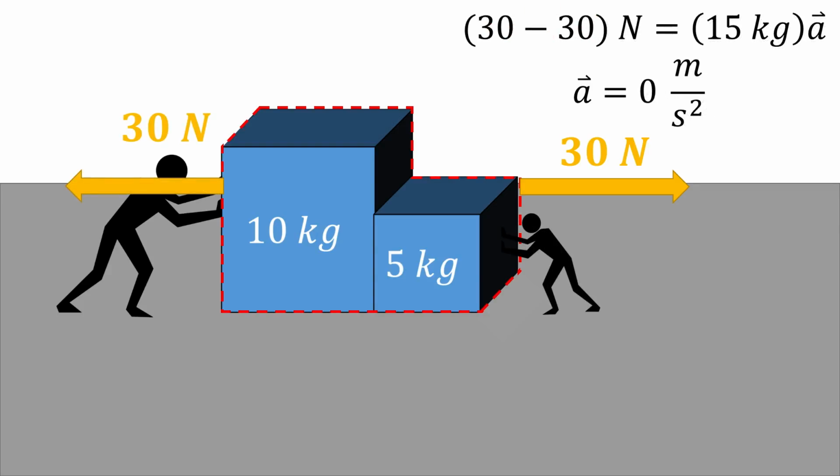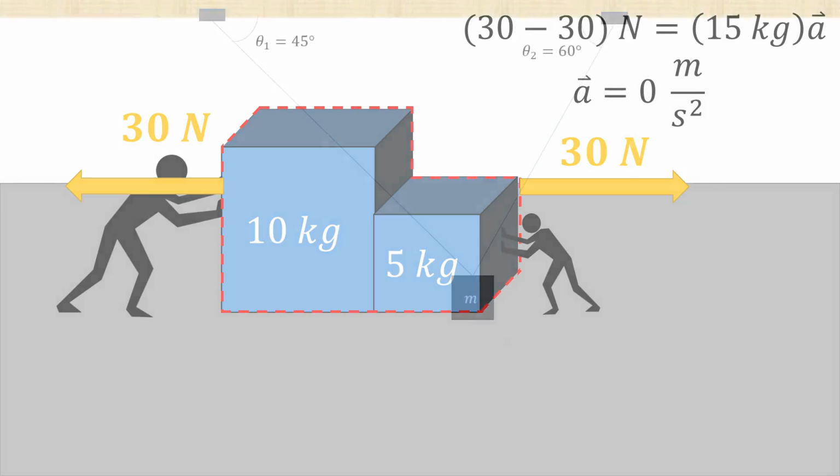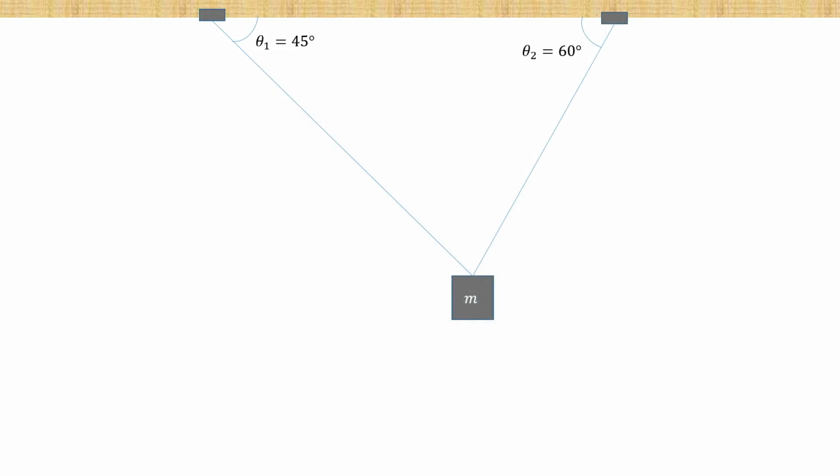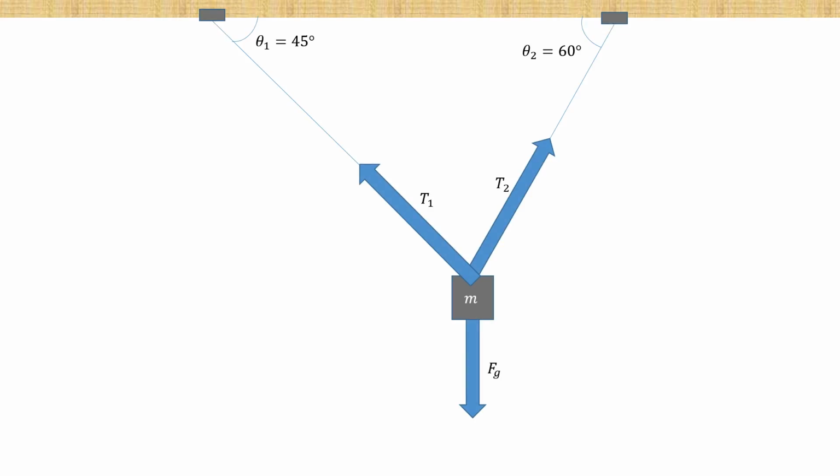Let's consider a completely different situation. Here's a mass hanging from two strings of unequal length, such that one forms an angle of 45 degrees to the horizontal, and the other forms an angle of 60 degrees to the horizontal. We'll assume that the strings are light enough that we don't have to worry about their mass, and strong enough not to break. I want to calculate the tension in the strings. A force due to gravity will act on the box, and both strings will apply a tension force to the box. We'll abbreviate these forces as T1 and T2.